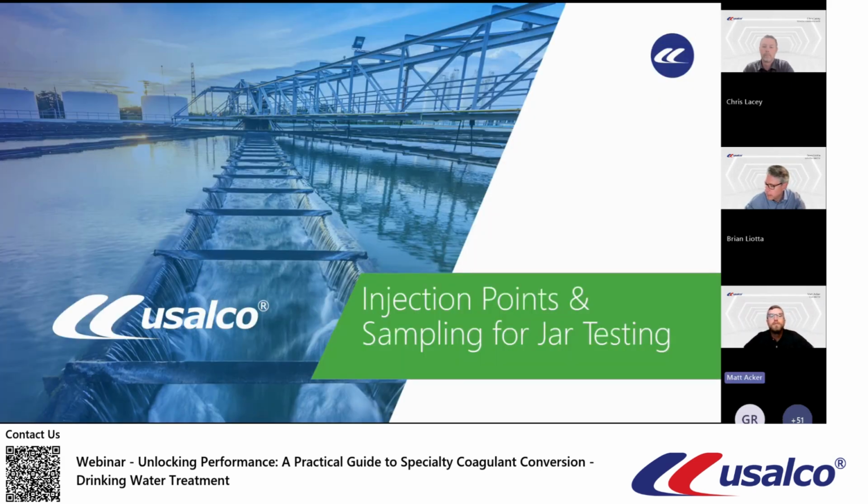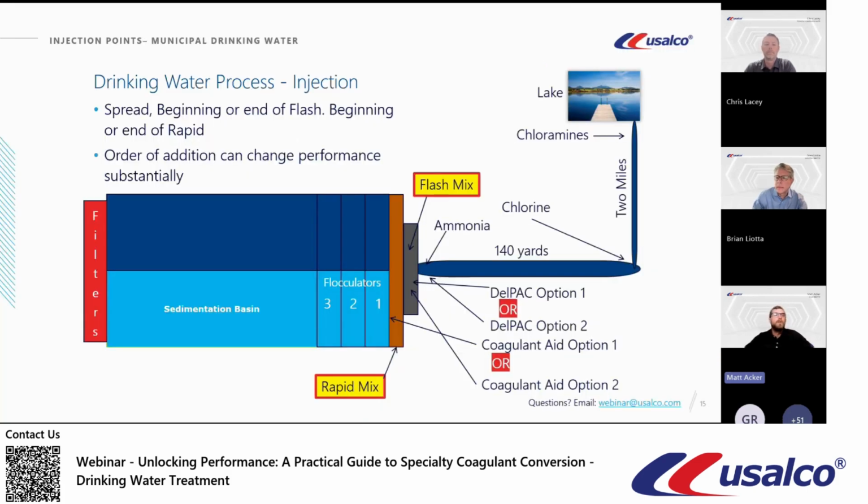So getting into injection points at the facilities and the sampling points for jar testing or bench testing. Here we have a drinking water process. For this case, it's a lake. It could have reservoirs, rivers, whatever your water source is. Spreading the products out, do we add to the beginning of the flash mix or the end of the flash mix? Looking at the rapid mixes, that order of addition can really change the performance substantially throughout the facility.